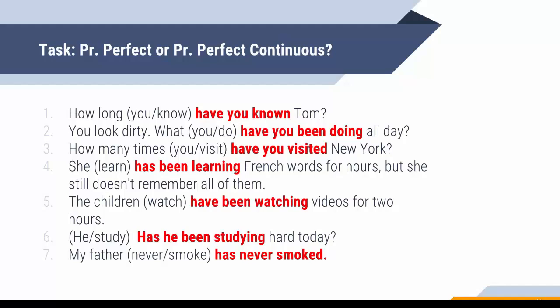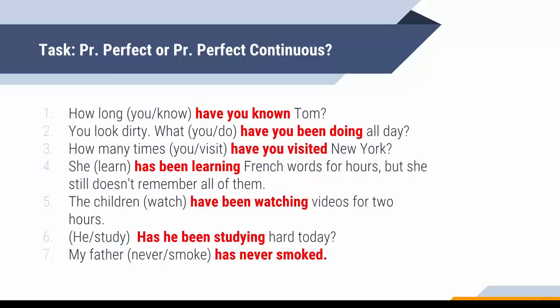No. Number 2, you look dirty. What have you been doing all day? So the result is that you look dirty, and here the duration of the activity is important. What have you been doing? Present perfect continuous. How many times? Just the question is enough to understand that this is present perfect. So, how many times have you visited New York? How many times? And you ask about experience.